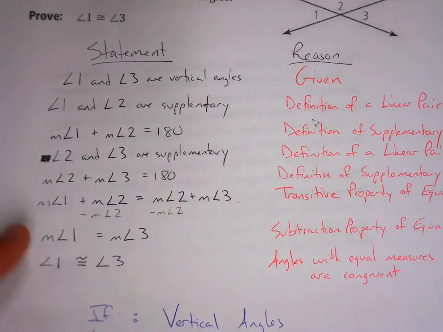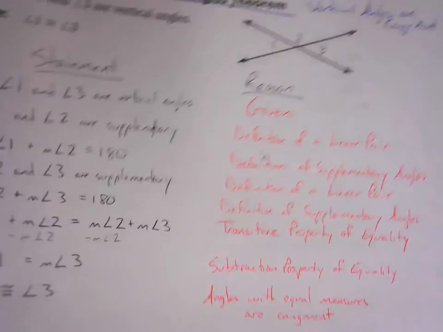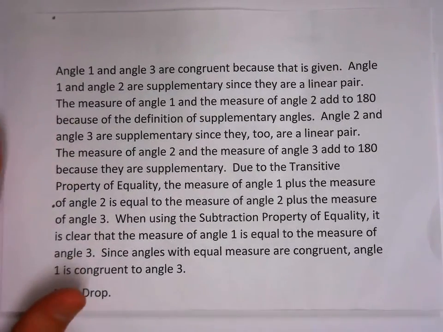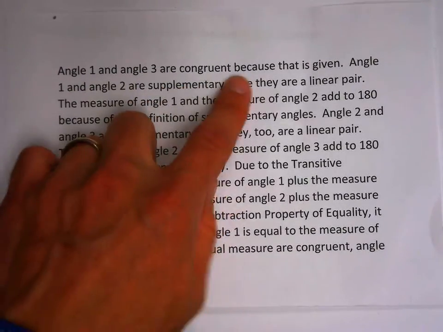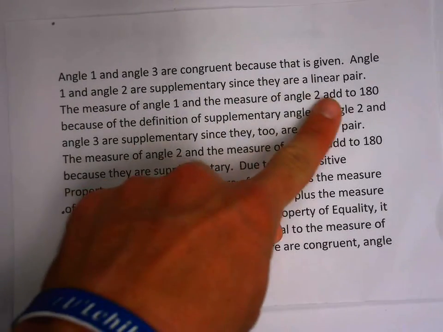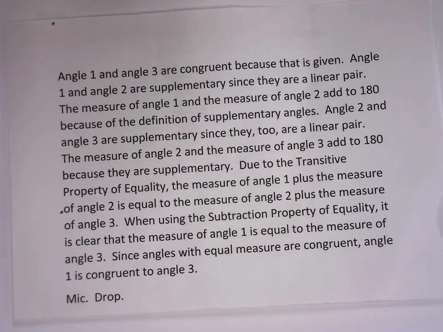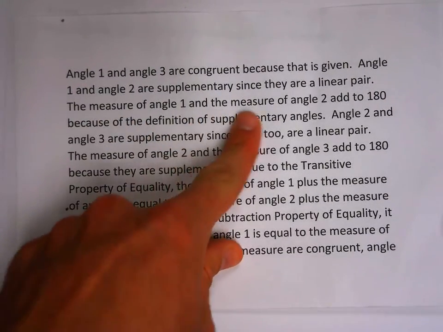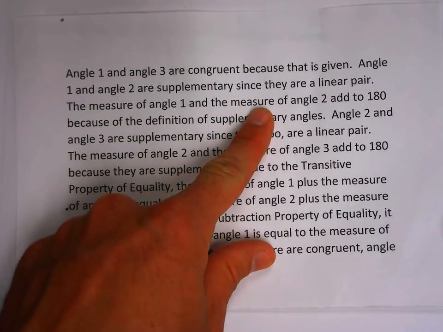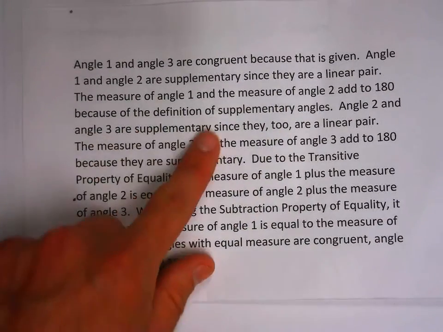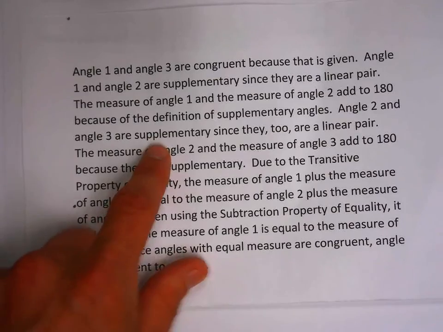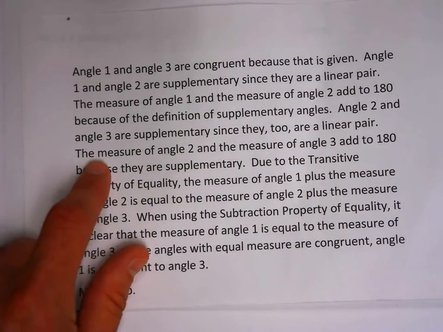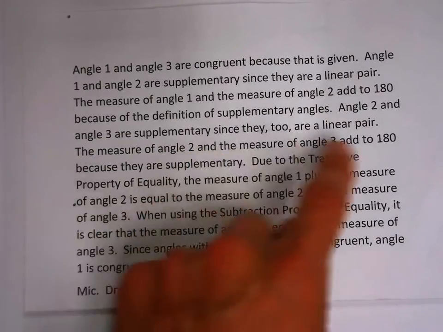The rest is grammar and writing styles. I'm telling you, the rest is grammar and writing styles. So here I would say angle 1 and angle 3 are congruent because that is given. Angle 1 and angle 2 are supplementary since they are a linear pair, right? Instead of saying because. The measure of angle 1 and the measure of angle 2 add to 180 because of the definition of supplementary angles, right? Then angle 2 and angle 3 are supplementary since they too are a linear pair. And then the measure of angle 2 and the measure of angle 3 add to 180 because they are supplementary.